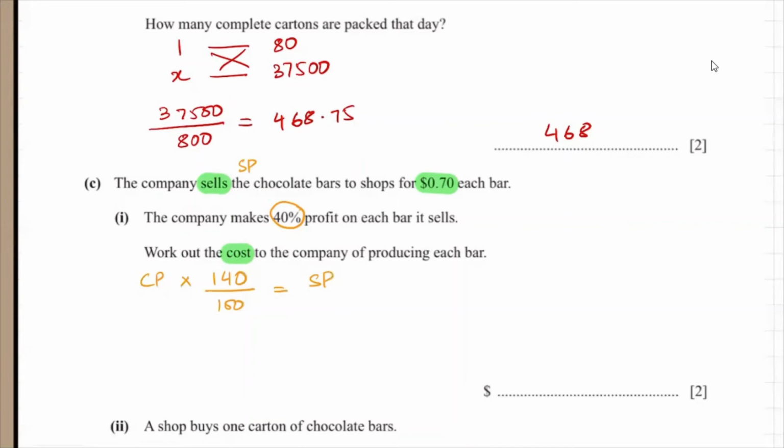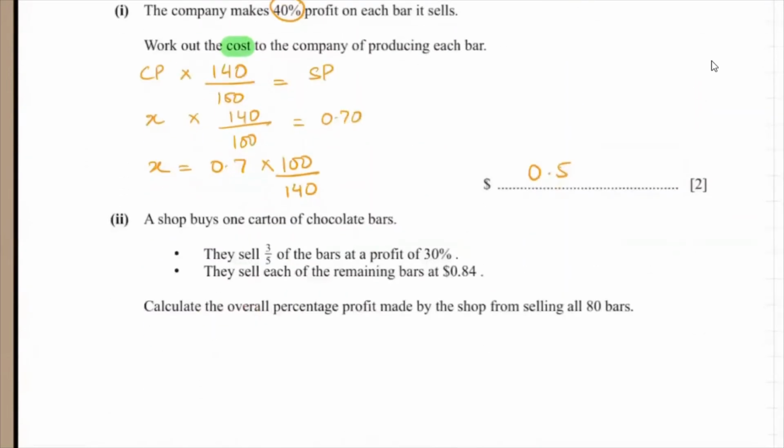So cost price multiplied by the profit equals the selling price. So cost price is X that I have to calculate, times 140 divided by 100, and the selling price is $0.70. Work it out using your calculator. You would have X equals 0.7 multiplied by 100 divided by 140. These are all friendly numbers, so you can easily find the answer. So the answer would be $0.5.